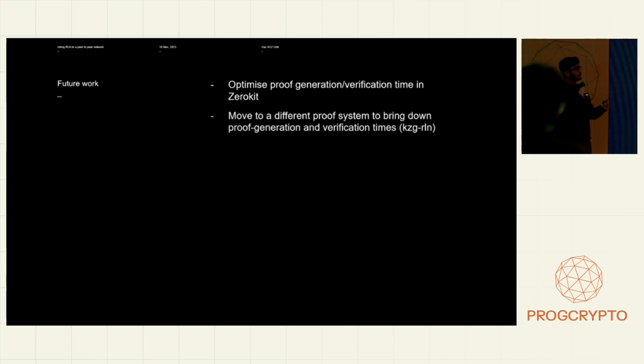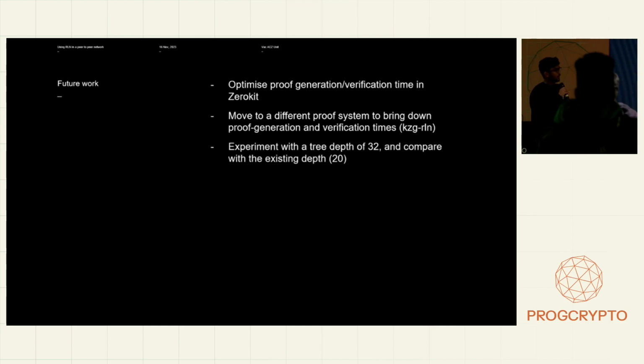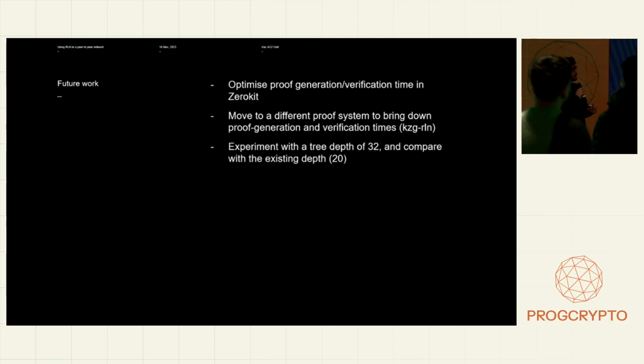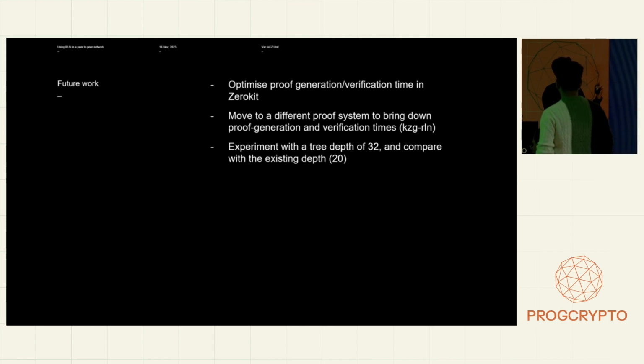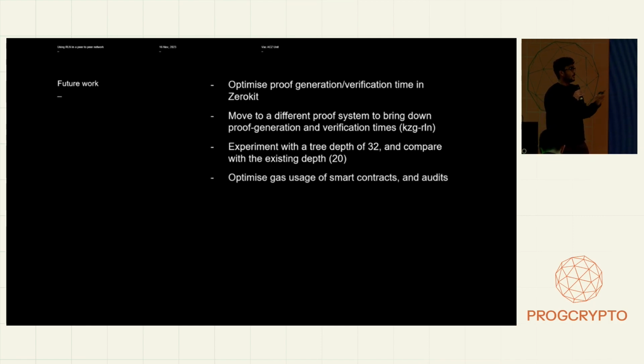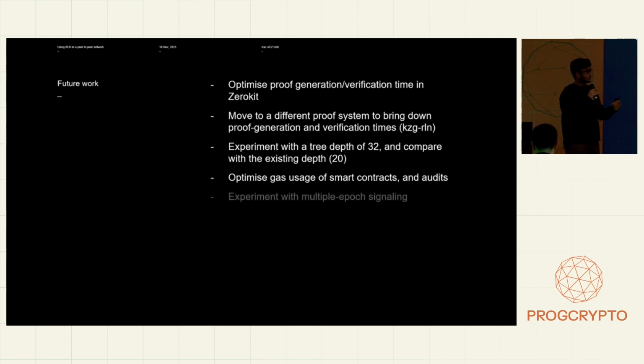We also want to move to a different proof system like KZG RLN that Rasul described. And we want to experiment with a tree depth of 32, which offers us like 1 billion commitments, and compare the performance with the existing depth, which is 20. Of course, we want to optimize gas usage of smart contracts and conduct audits on them.